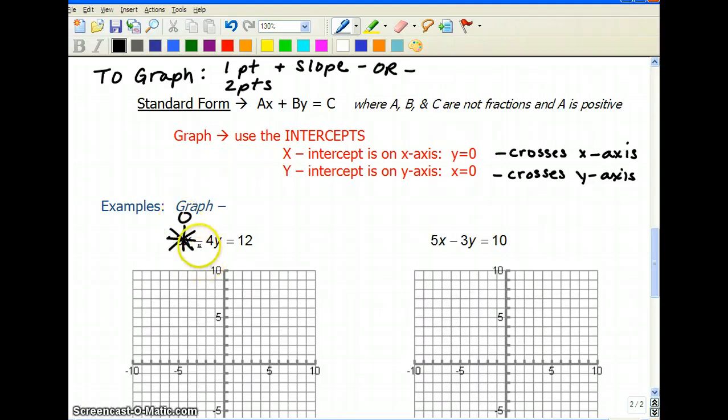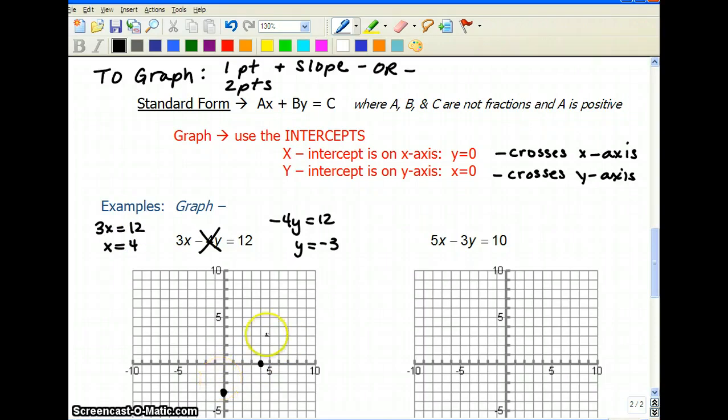Now, what's left in the problem? Negative 4y equals 12. So isn't y negative 3? So I know the y-intercept is negative 3. If I want to find the x-intercept, this is going to turn into 0. So what's left? 3x equals 12, so x equals 4. So the x-intercept is 4. I've got 2 points. I can now draw my line.